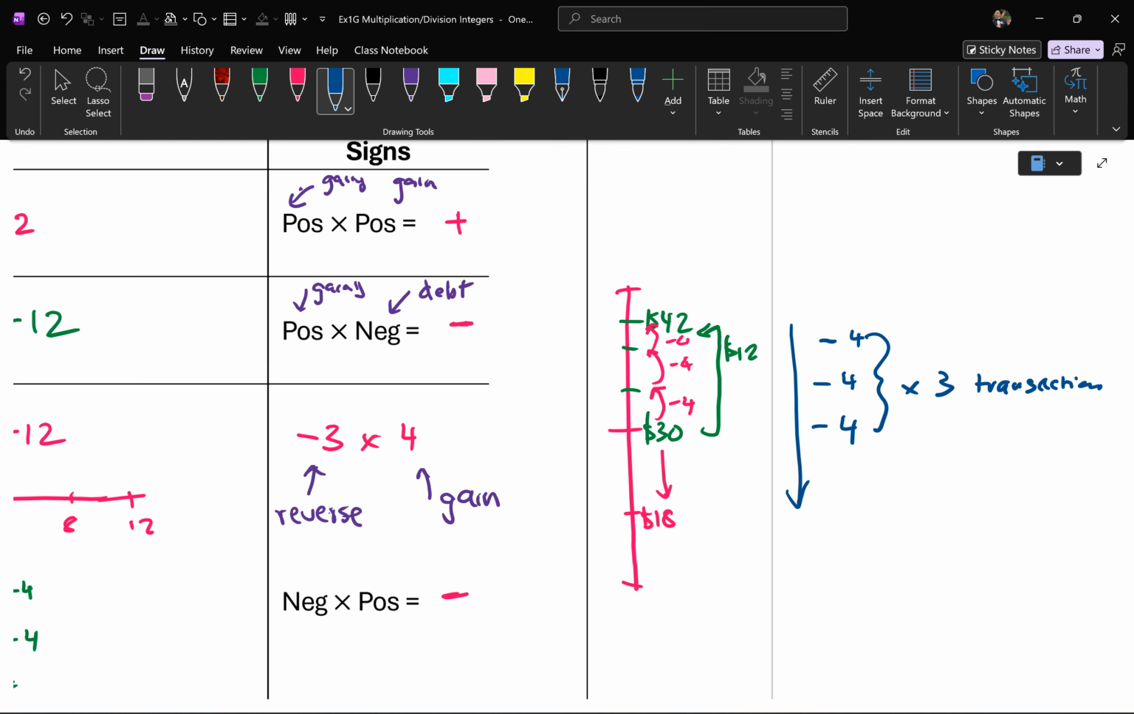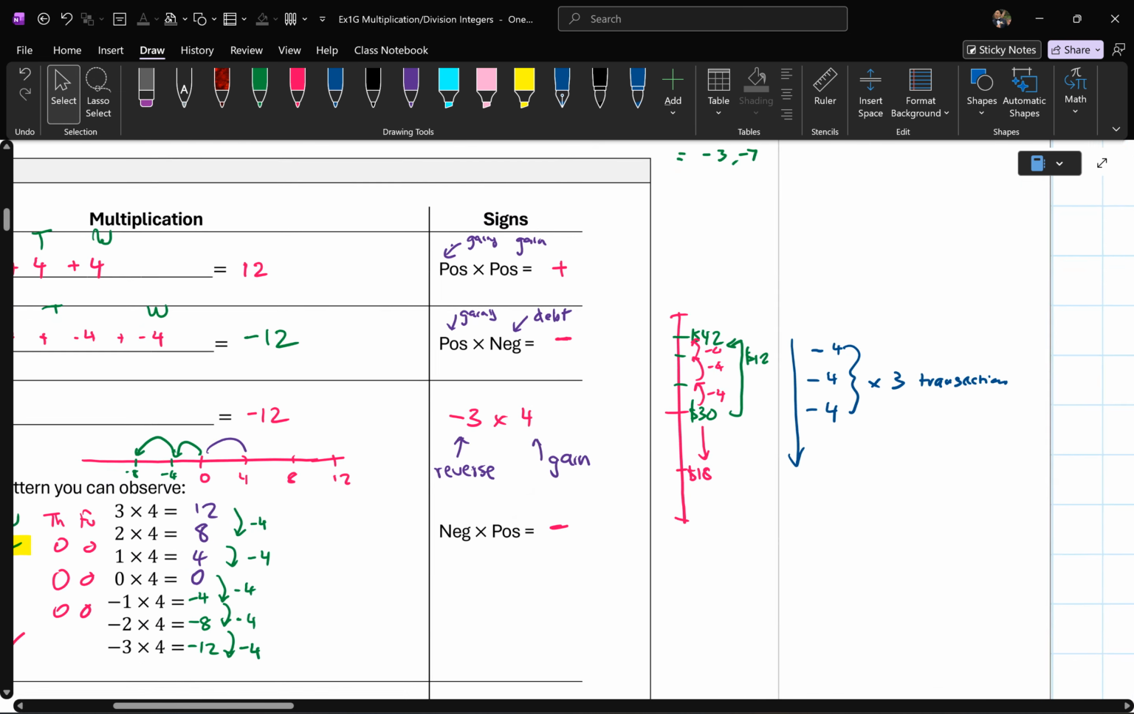That's what it means. When you say 3 groups of -4 or -3 groups of 4, you're saying I'm removing or reversing a gain. So you had $4, and when they reversed that transaction on your bank account, how many times did they reverse it? That's what it's saying. That's what you're doing. You're reversing this gain 3 times. Does that make a bit more sense? Yeah? All right.